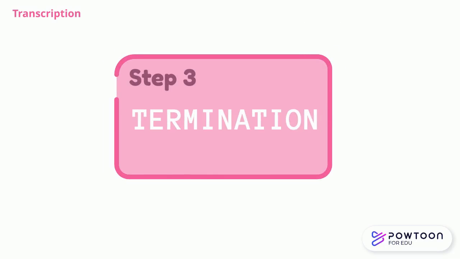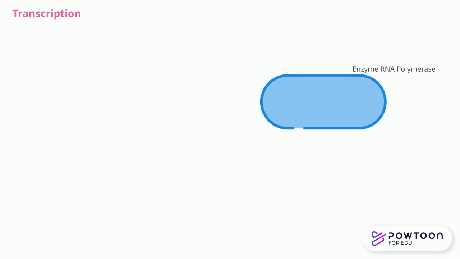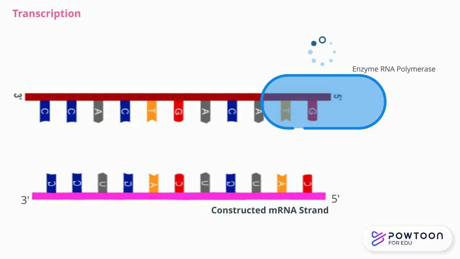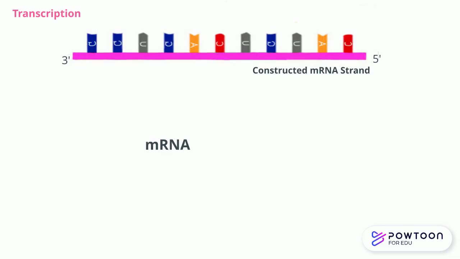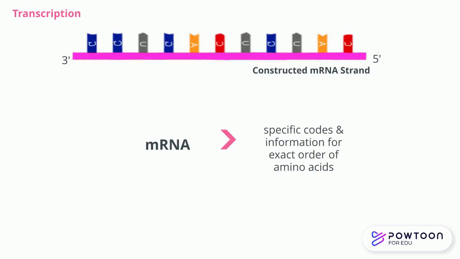Step 3, termination, the ending of transcription. The enzyme RNA polymerase continues to decode and construct until it crosses a termination sequence in the gene. This signals that the mRNA strand is complete and it detaches from the DNA strand. The mRNA strand created provides the specific codes and information of the exact order of amino acids required to bond together in order to form a polypeptide.